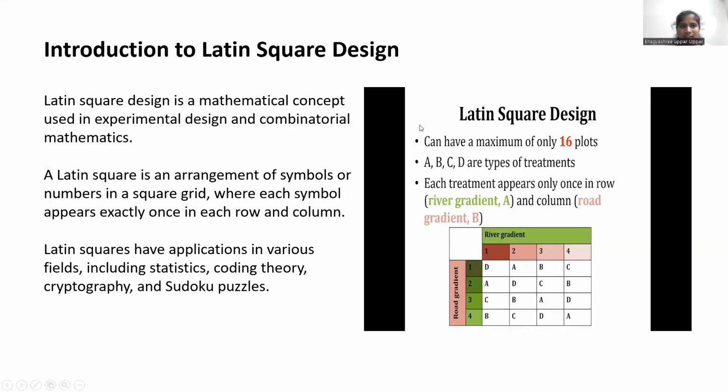Introduction to Latin square design. Latin square design is a mathematical concept used in experimental design and combinatorial mathematics. A Latin square is an arrangement of symbols or numbers in a square grid where each symbol appears exactly once in each row and column. Latin squares have applications in various fields, including statistics, coding theory, cryptography, and Sudoku puzzles.